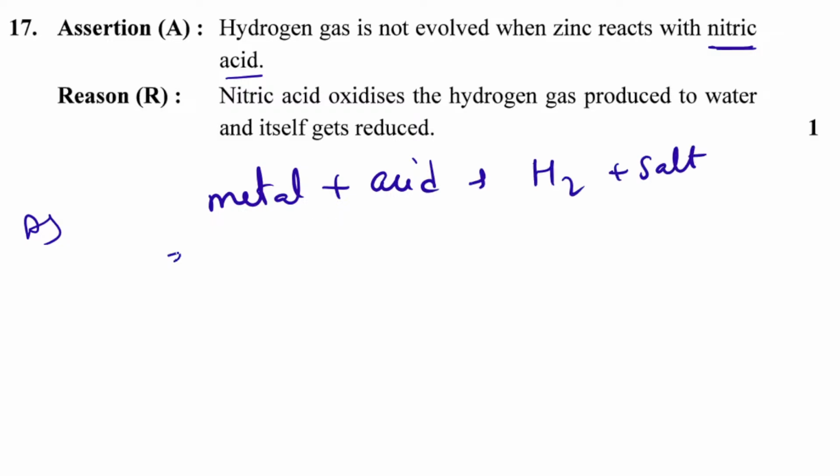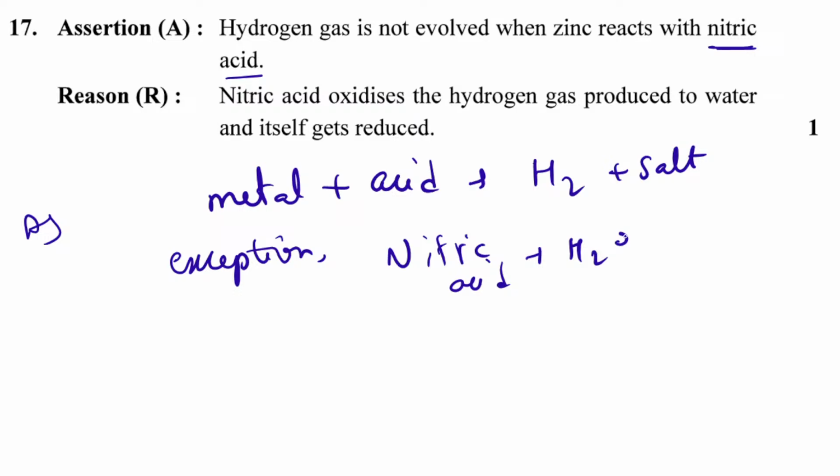But the exception case is nitric acid. Why? Because nitric acid is a very strong acid. So if nitric acid is used with a metal, H2O will be formed, and the reason is nitric acid oxidizes H2 to H2O. The same thing is clearly mentioned here: nitric acid oxidizes the hydrogen gas produced to water and itself gets reduced. Hence hydrogen is oxidized to water. Hence the assertion and reason both are correct and it is the correct explanation, so the right answer is A.